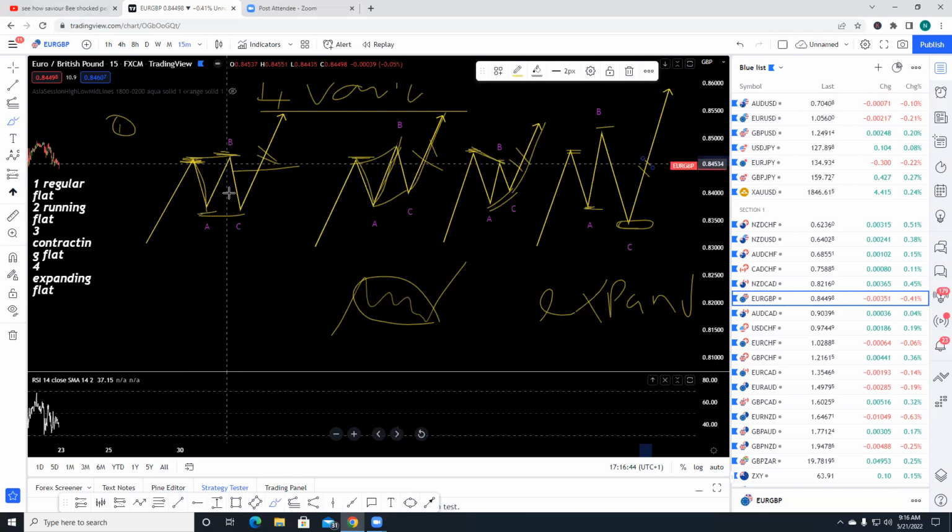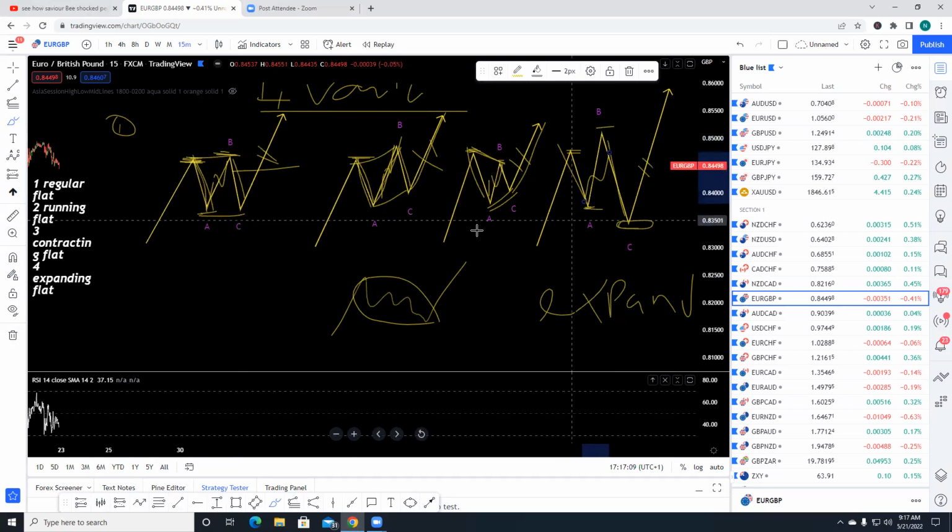So if this is a regular flat, you must understand this is a regular flat. And how is this a regular flat? This one will be very sharp. This one will come in 3 waves in the middle. A and C will be very sharp, and the middle one will come in 3 waves.